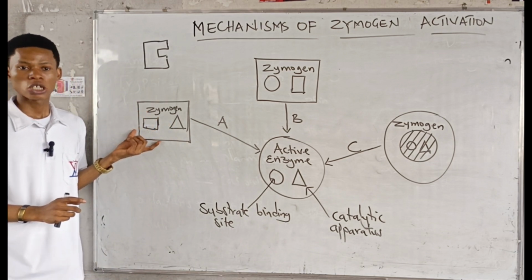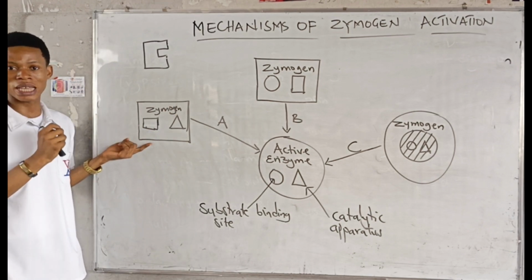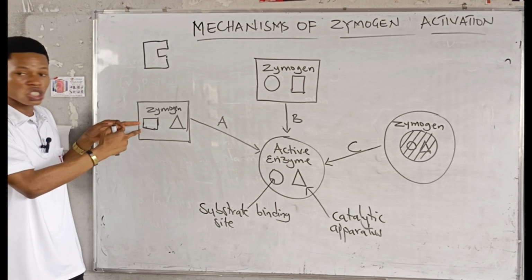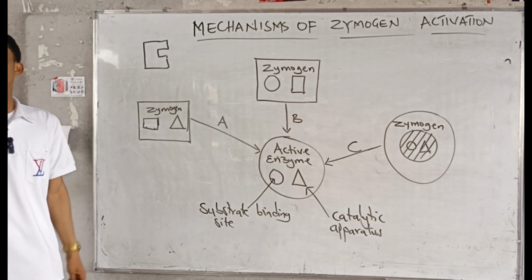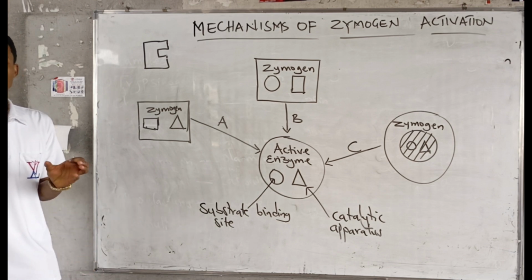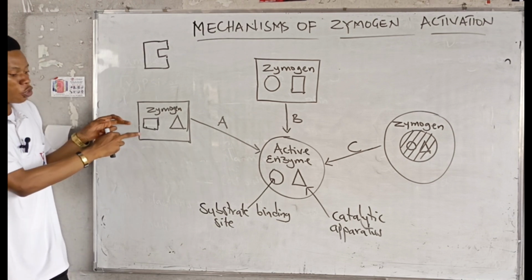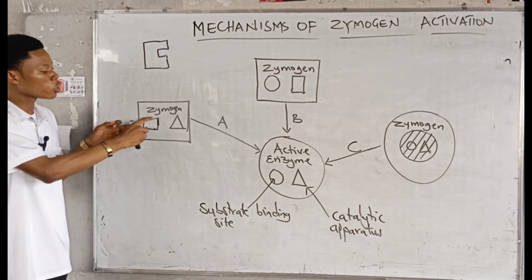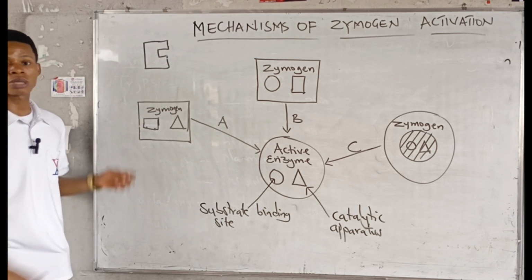Substrate binding site, right? So if we want to make this zymogen an active enzyme, what do you think we'll do? We'll change the shape of the what? Of the substrate binding site, right? So one mechanism of zymogen activation is conformational change. I'll give you the note. It's conformational change in the structure of the substrate binding site. So if the structure of the substrate binding site changes, then the zymogen becomes active.